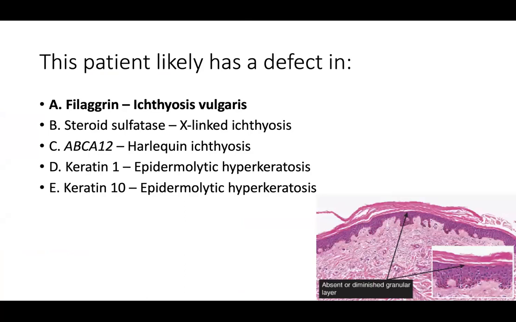The answer is filaggrin. Filaggrin defects are often associated with ichthyosis vulgaris. As we mentioned in previous lectures, steroid sulfatase is defective in X-linked ichthyosis. ABCA12 is associated with harlequin ichthyosis. And keratins 1 and 10 are associated with epidermolytic hyperkeratosis.